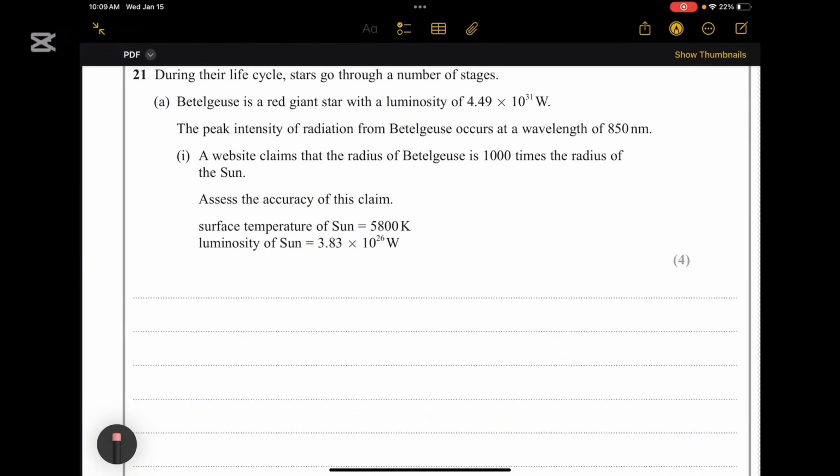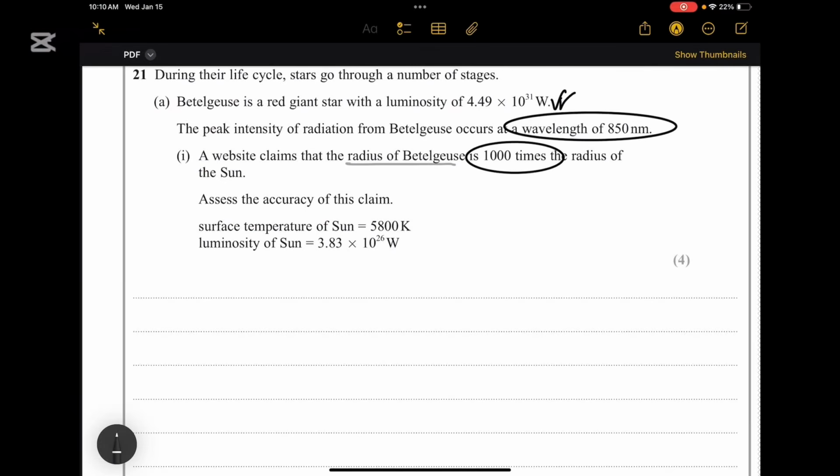The reason behind picking this question is that in this type of question you have to use ratios in order to figure out the answers. This type of question is really important, where one is multiple times the other. So let's read the question. They have said Betelgeuse is a red giant star with a luminosity. They have given us the luminosity of Betelgeuse, and the peak intensity of radiation from Betelgeuse occurs at a wavelength of this. They have given us the wavelength of Betelgeuse. A website claims that the radius of Betelgeuse is 1000 times the radius of the sun.